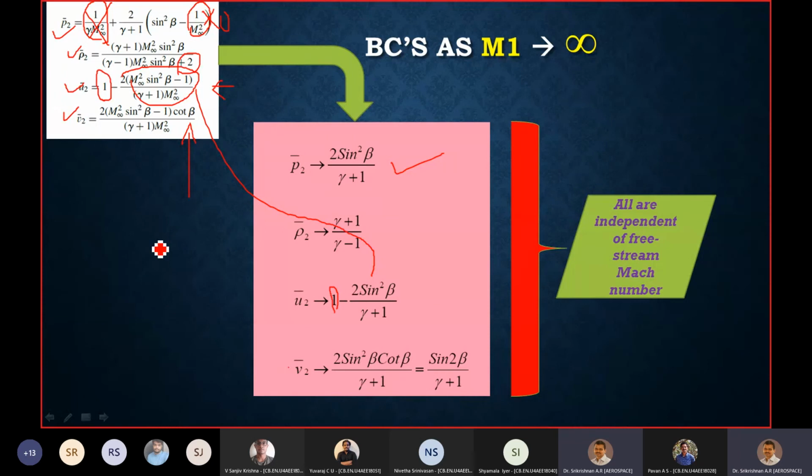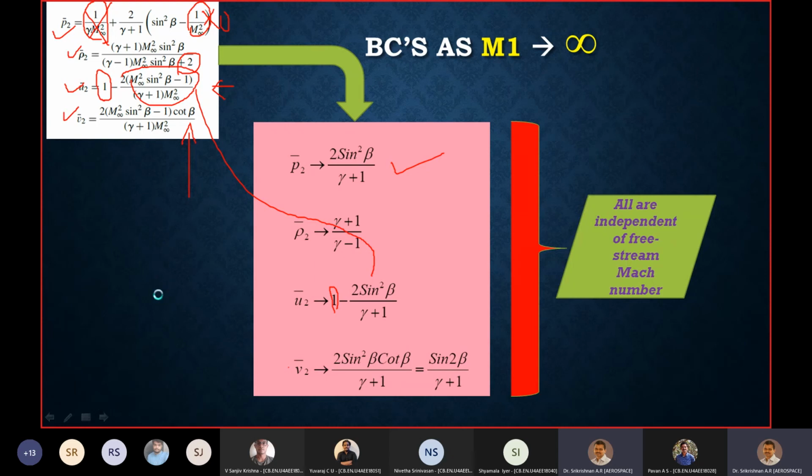But when we extend to the hypersonic limit, as the Mach number increases, they become less and less dependent on the infinite Mach number, the free stream Mach number, and eventually we can say that for high Mach number flows, high hypersonic flows, they are practically independent of Mach number. So the boundary conditions after the shock are independent of Mach number. Okay, that's what we conclude from here.